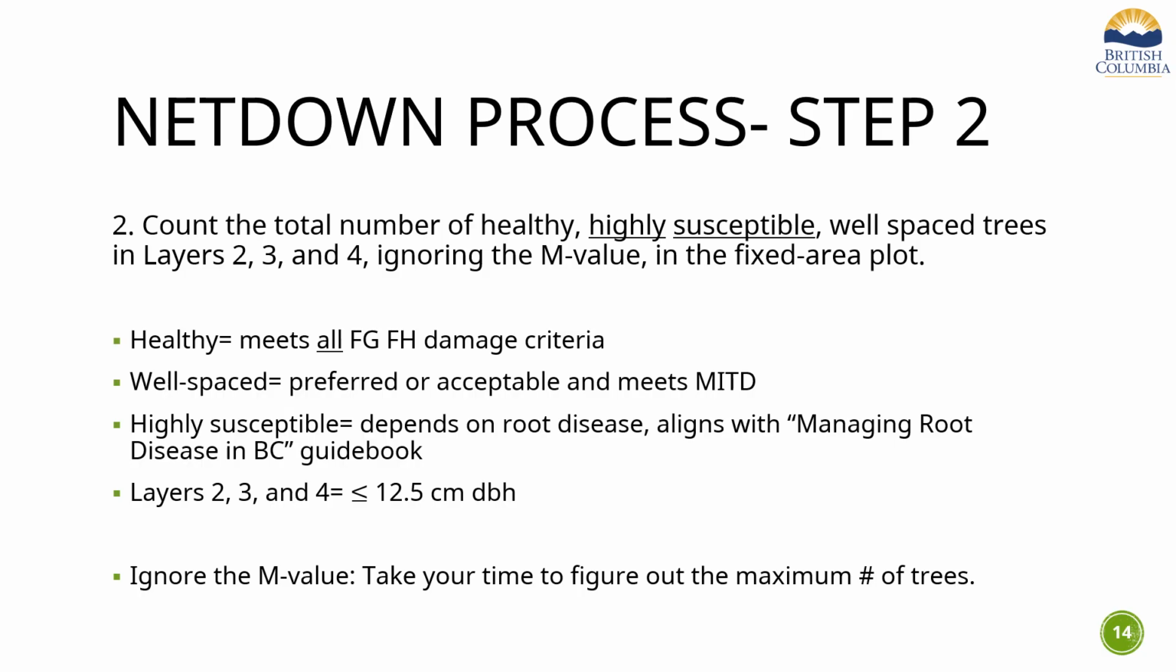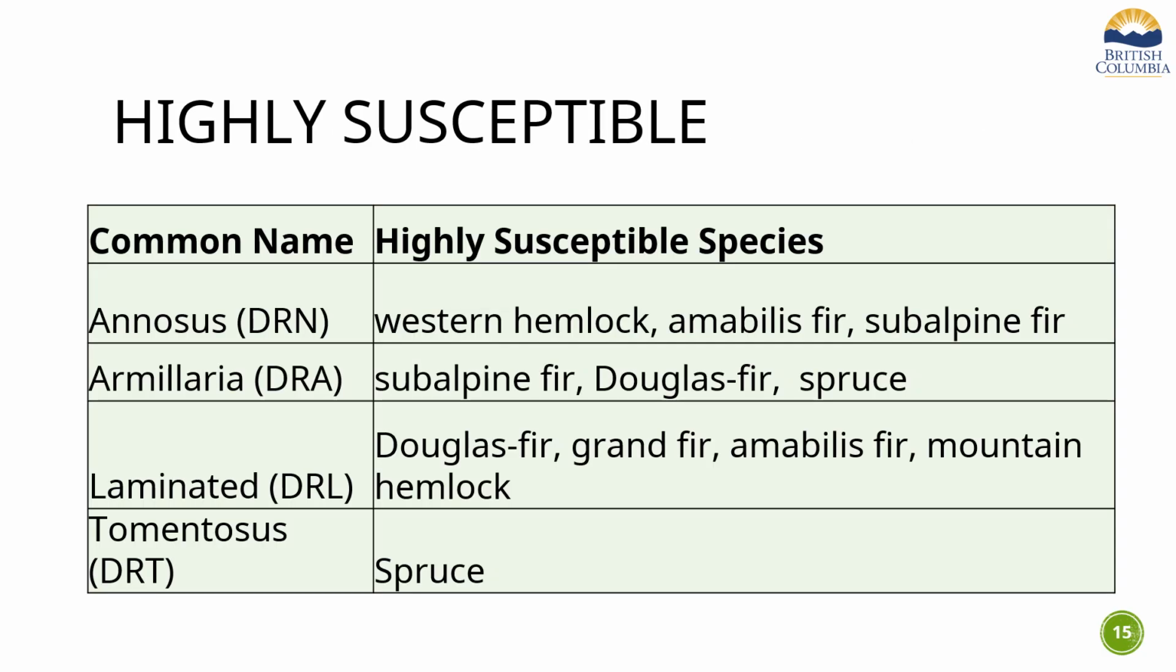My last point, you want to make sure to count, when applicable, in excess of the M value. It is very much to your advantage to count all possible well-spaced trees. All right, here's a cut down table showing what species are highly susceptible by root disease type. And these classifications match exactly with the newly updated FS 660.